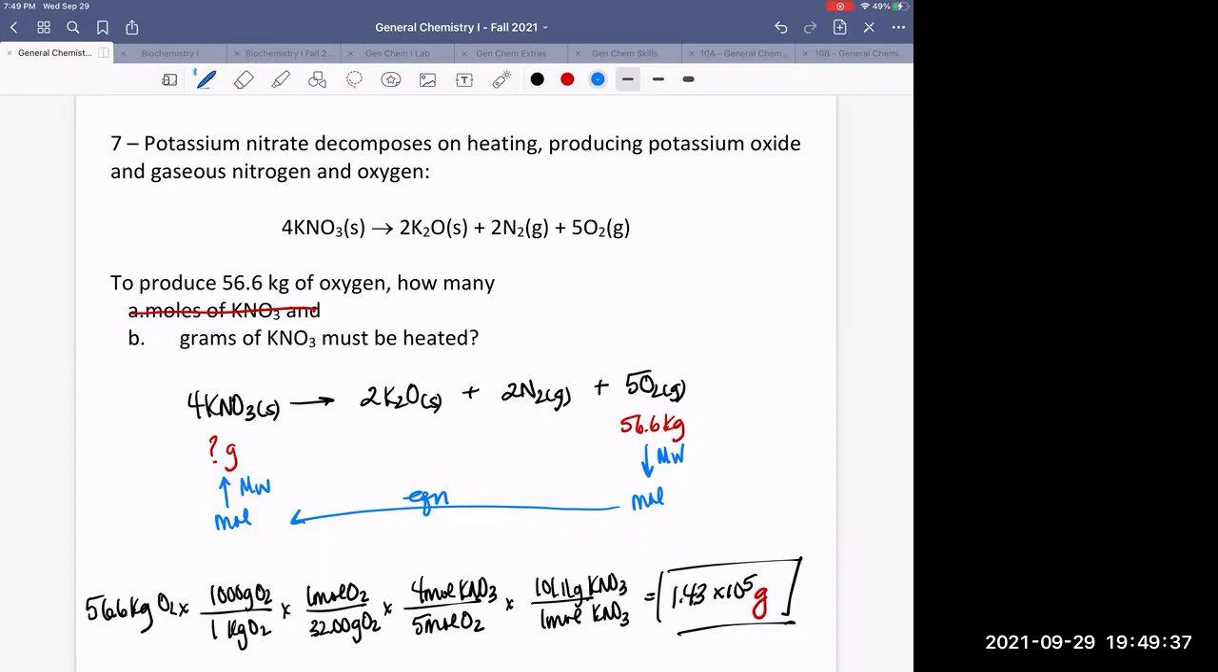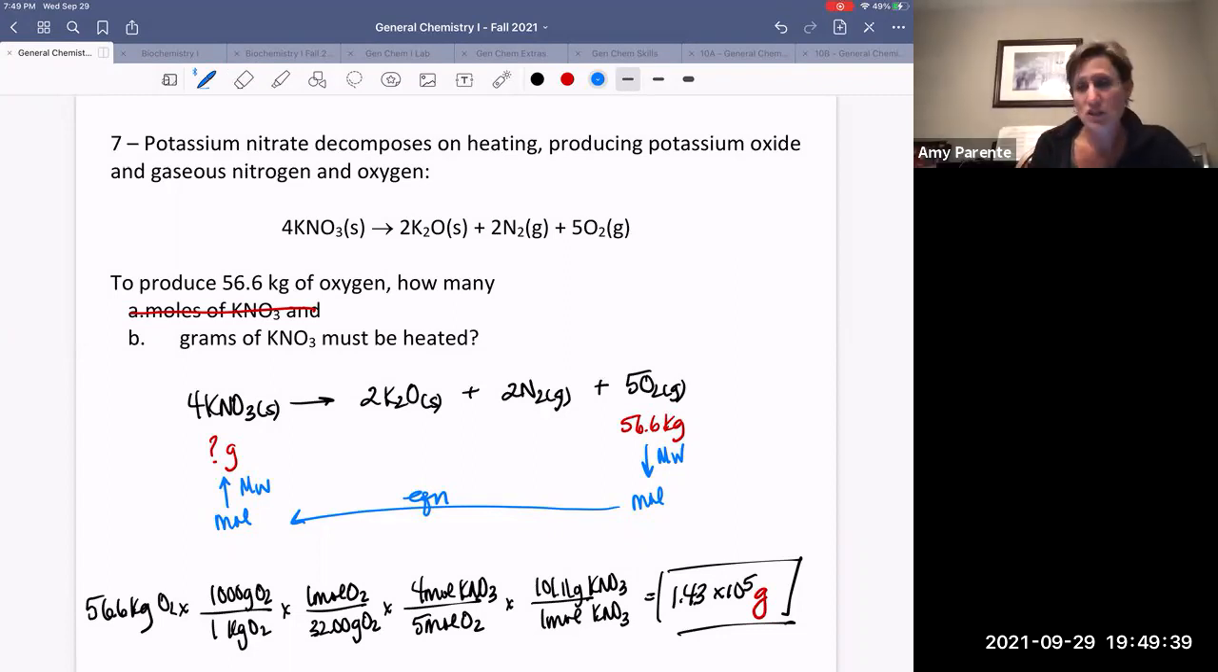Okay, so this example and the one we just did are classic examples of the kinds of problems that you're likely to see on Friday. We might do some problems here that ask you to do extra skills like balancing an equation, which is what we did in that first problem, or figuring out molecular weights. Those will not be part of what you have to do on Friday. You'll be given a balanced chemical equation. You'll be given molecular weights.